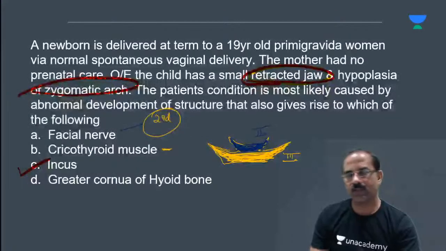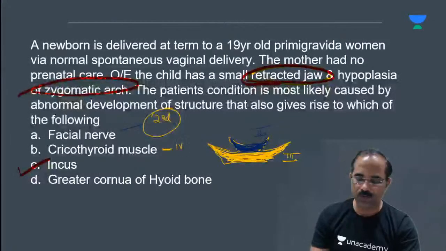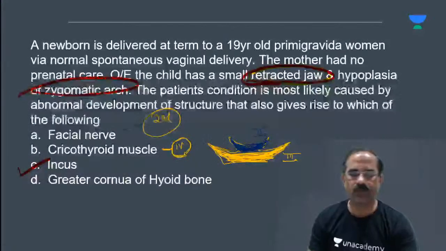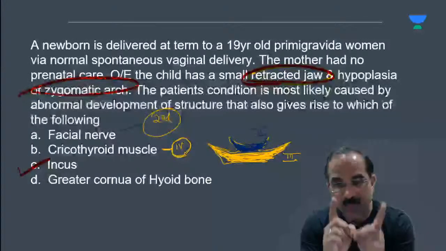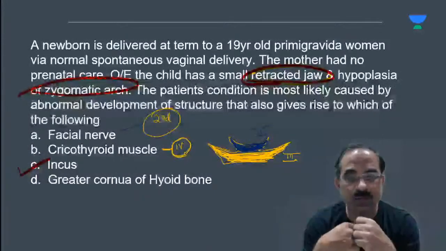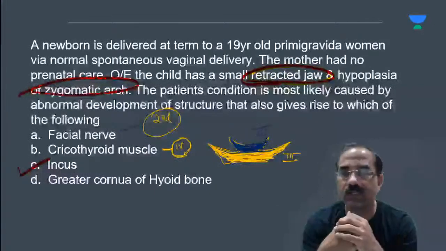Cricothyroid muscle. Can anyone tell me, cricothyroid muscle is a derivative of which pharyngeal arch? The fourth pharyngeal arch. Cricothyroid is fourth. Why? Because which is the nerve of the fourth arch? The superior laryngeal nerve. The superior laryngeal divides into an external laryngeal and an internal laryngeal nerve.